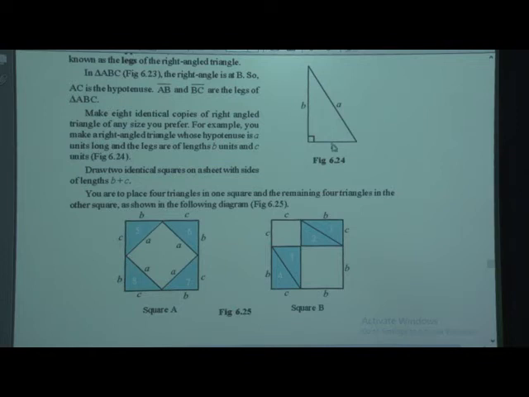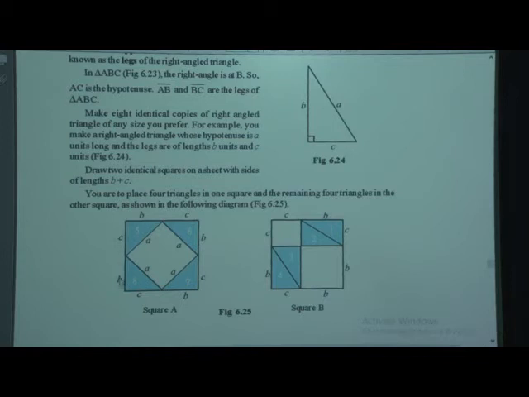If it is 2 and 3, then 2 plus 3 is 5. So one side of a square should be 5 centimeters. Now you are to place 4 triangles in one square and the remaining 4 triangles in the other square, as shown in the following diagram. Here the triangles are numbered 1, 2, 3, 4, and here 5, 6, 7 and 8. We have placed these triangles in this form.